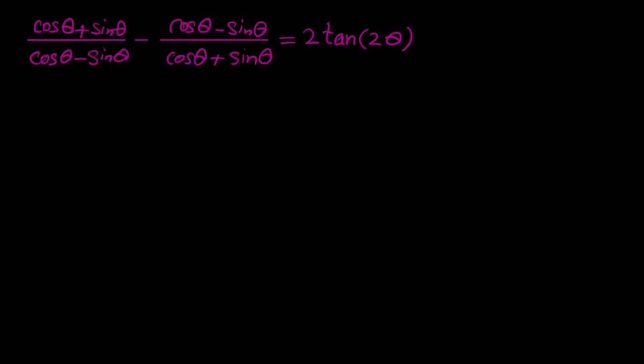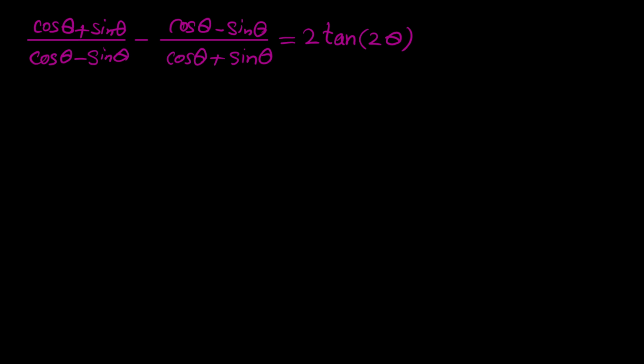Look at this example: cosine theta over cosine theta minus sine theta, plus cosine theta minus sine theta over cosine theta plus sine theta, is equal to 2 tangent of 2 theta. It is clear that the left side is more complicated, so we start from the left side, simplify it, and get to the other side. In the left side the angles are theta, in the right side the angles are 2 theta. So it is clear that we need double angle identities at some point during the simplification of the left side.